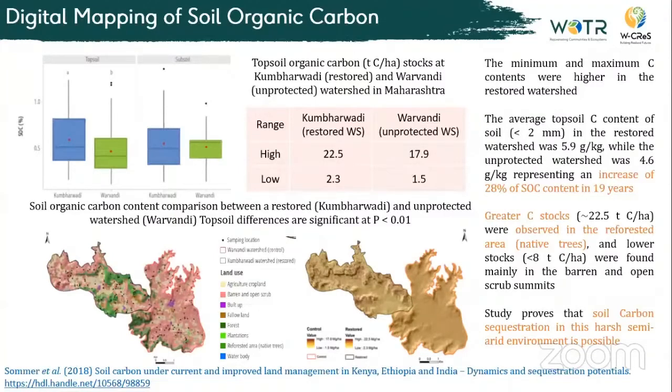So this shows how watershed treatment is beneficial for the agricultural productivity as well as the land productivity and sequestering the soil organic carbon. And these are the experiences and the results from our interventions through geospatial technologies.